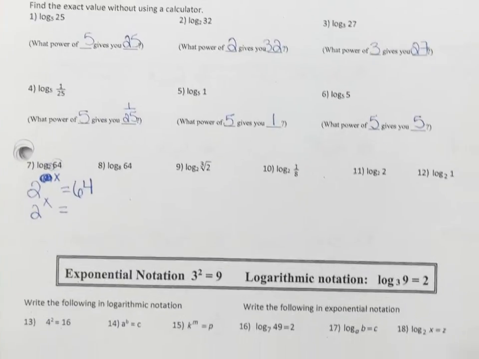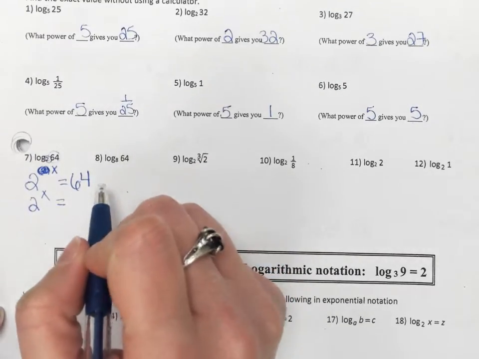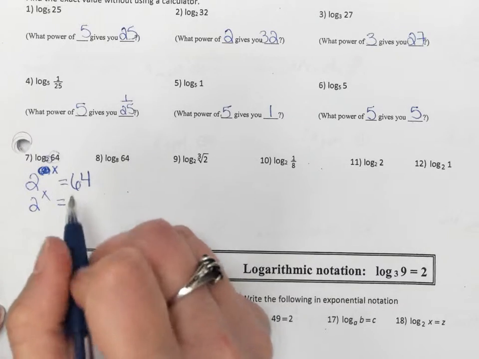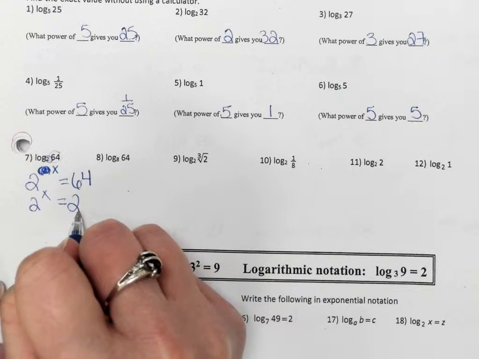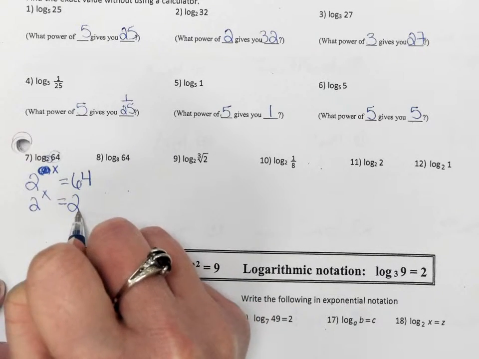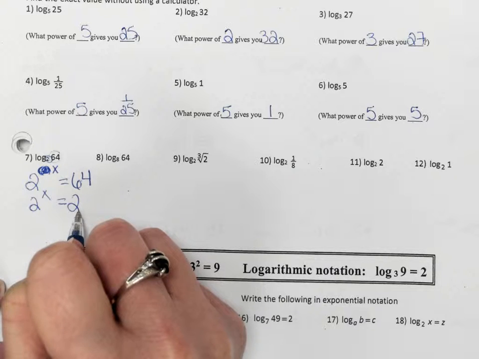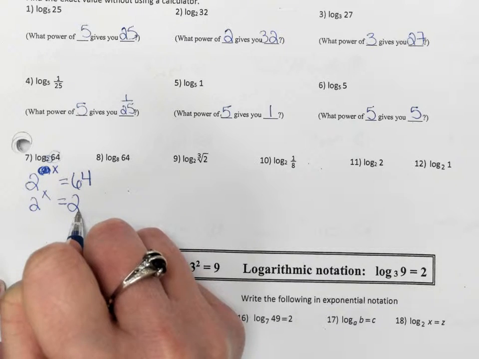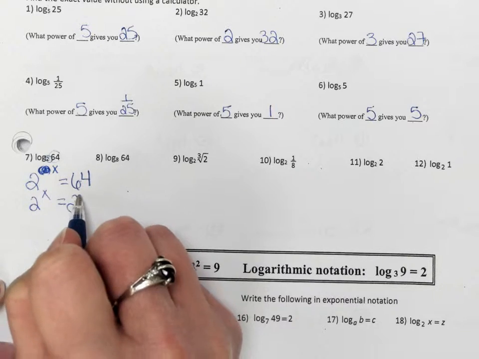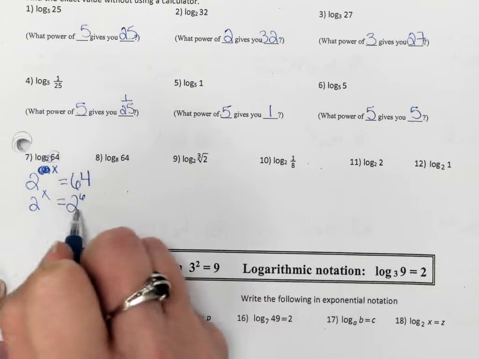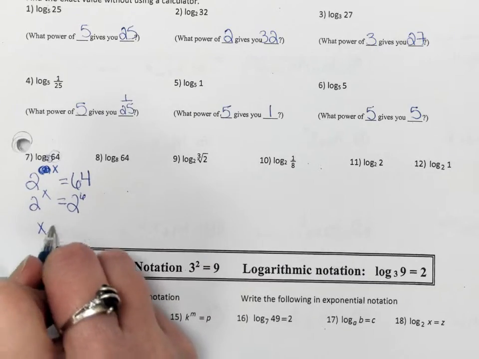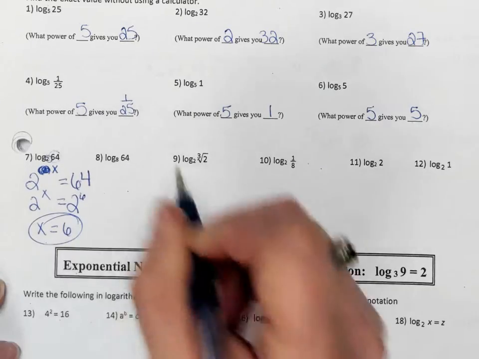Number 8. We have to finish number 7. We didn't finish number 7. That is correct. So 2 to what power is 64? 8. No. 2 to the what? Oh. No. Use your calculators. Quit blurting out random numbers. 6. Thank you. Now that they are the same base, you can now find your x. What is your x? 6. There you go.